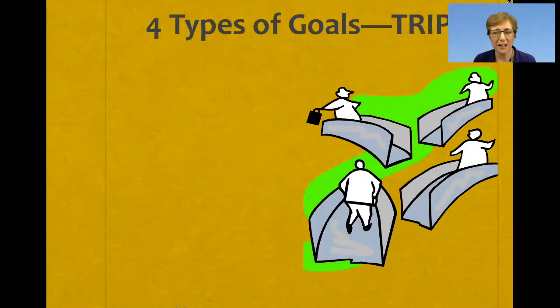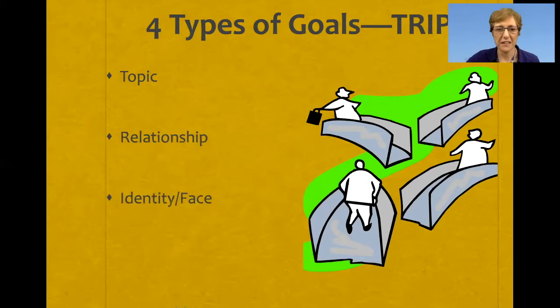Wilmot and Hocker talked about 4 types of goals in a conflict. The first is the topic, which is what people typically talk about. The next is the relationship. And then we have the identity or the face. And then we have the process goals. I'm going to talk about each of them individually, starting with the topic.